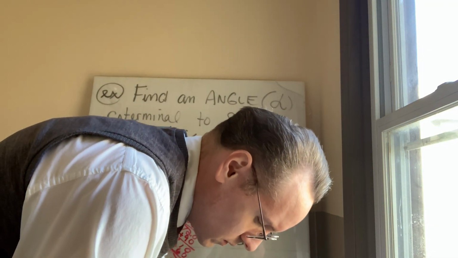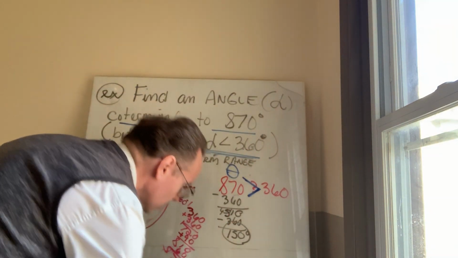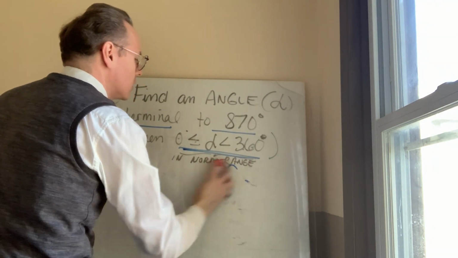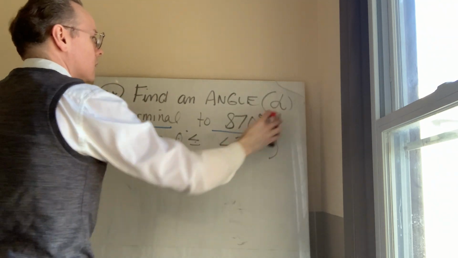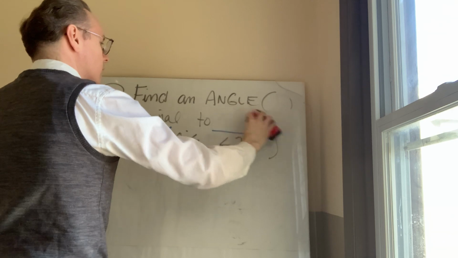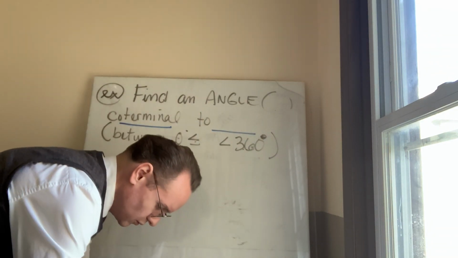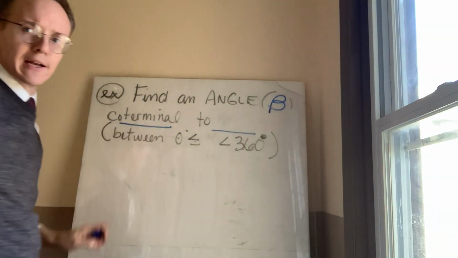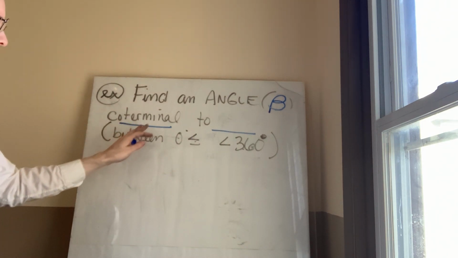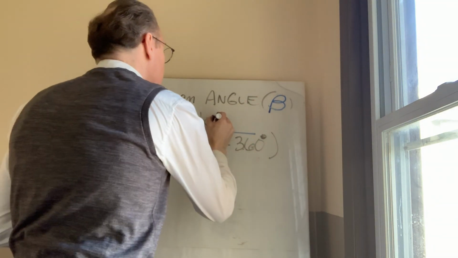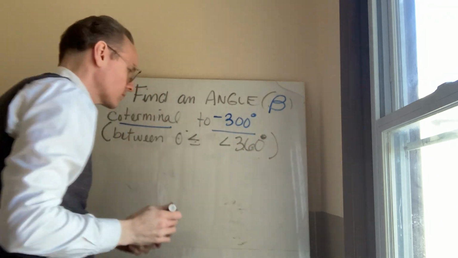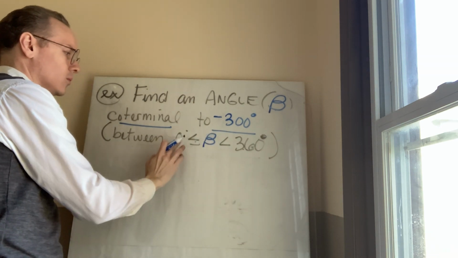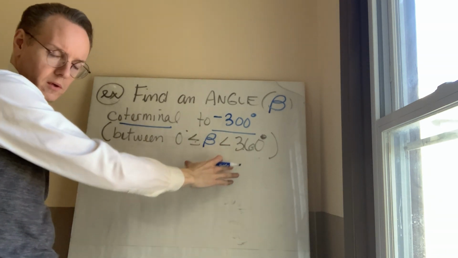All right. Let's see. Maybe do another one of these with the negative. Suppose they ask you for this situation to find an angle, and maybe just call it beta as opposed to angle alpha, that is coterminal to negative 300 degrees. And they want it to be in the normal range, normally between 0 and the number 360.